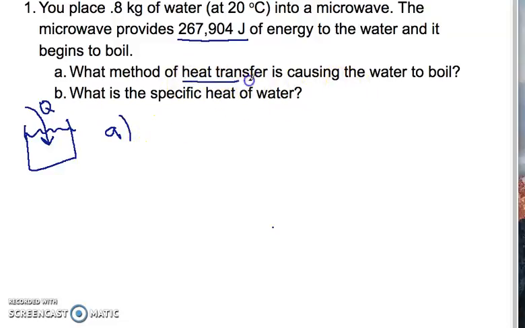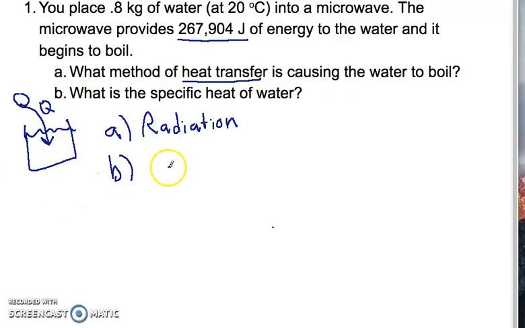So what's the method of heat transfer causing this water to boil? There's three of them. If you're in a microwave, what's really happening is a microwave releases basically radiation. They're microwaves. So the microwaves are traveling inside the microwave from the emitter, through the air in the microwave, into the water that you're looking at. So this is actually going to be a case of radiation. Because it's a microwave, the microwaves are causing the water to heat up.